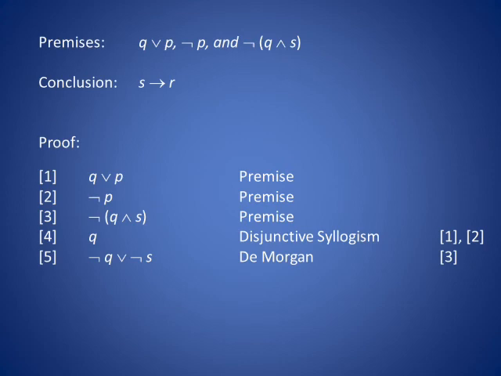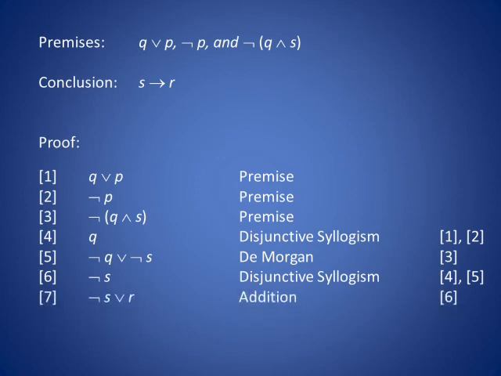Since Q is true from line 4, and we know that at least one of Q or S must be false, then were we to apply disjunctive syllogism again, we would have S must be false from line 5. We apply disjunctive syllogism one more time to lines 4 and 5 to get line 6 that S is false. Now, using addition on line 6, we introduce R, and yes, R is coming from thin air.